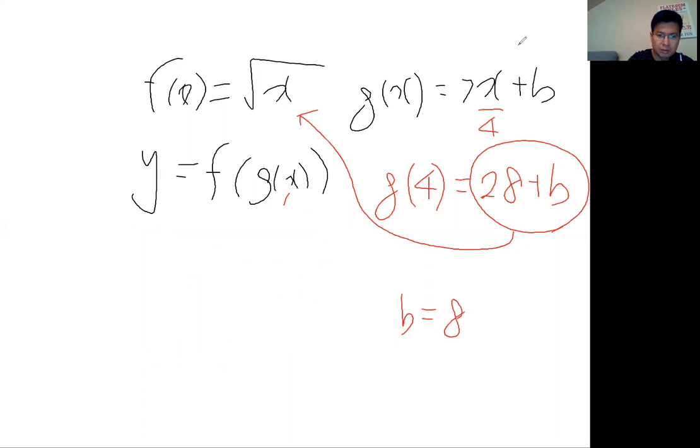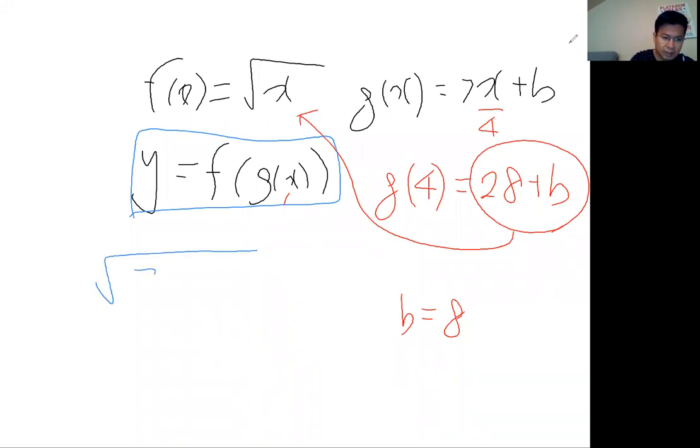So set this one first. f of x is the square root, and g of x is 7x plus b. That is y. You put it up like this, and then you plug in and do it. That's another way to do it.